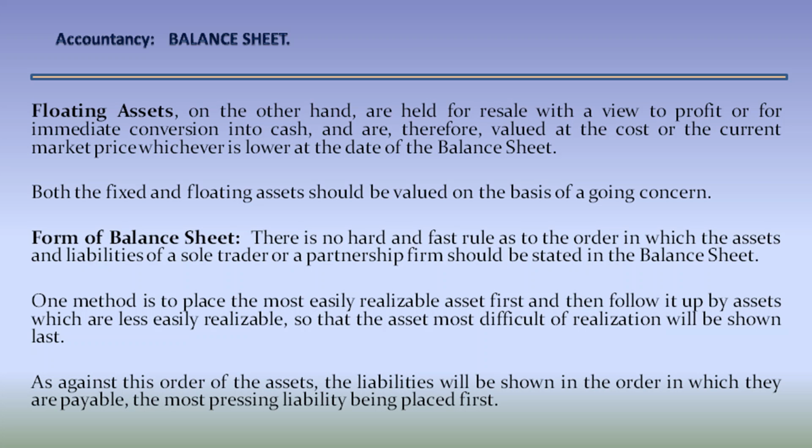Form of balance sheet. There is no hard and fast rule as to the order in which the assets and liabilities of a sole trader or proprietorship firm should be stated in the balance sheet. One method is to place the most easily realizable asset first and then follow it up by assets which are less easily realizable, so that the asset most difficult for realization will be shown last. As against this order of assets, the liabilities will be shown in the order in which they are payable, the most pressing liability being placed on the top and first.